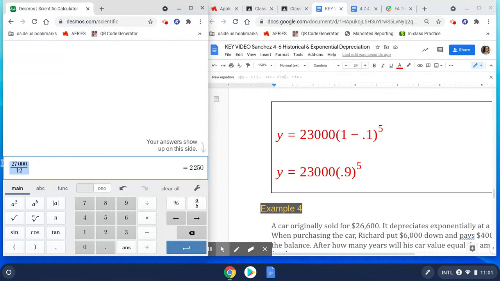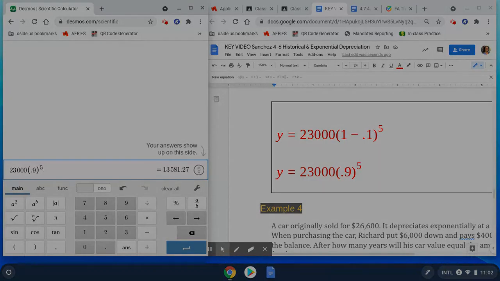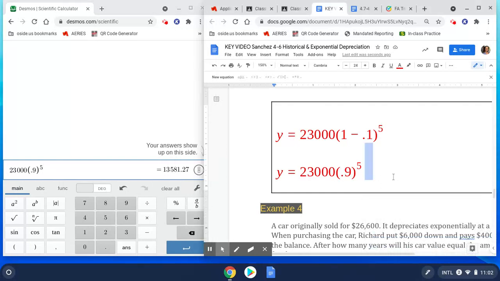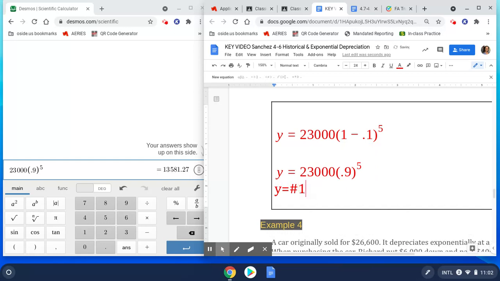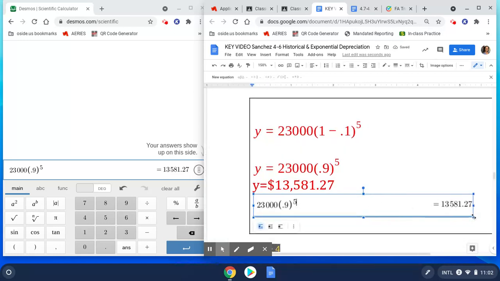23,000 times 0.9 to the power of 5. And think about that. We're saying that it's 90% of the original value. That makes sense. And then every year, it's 90% of that, 90% of that, et cetera. So I'm getting $13,581 and 27 cents. Just kidding, that should be a dollar sign. And then there's my Desmos work in case we want to see the work.